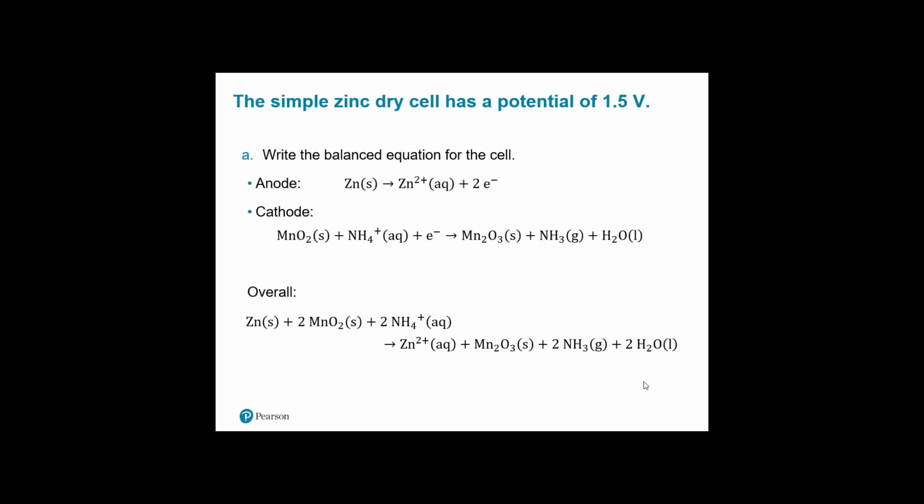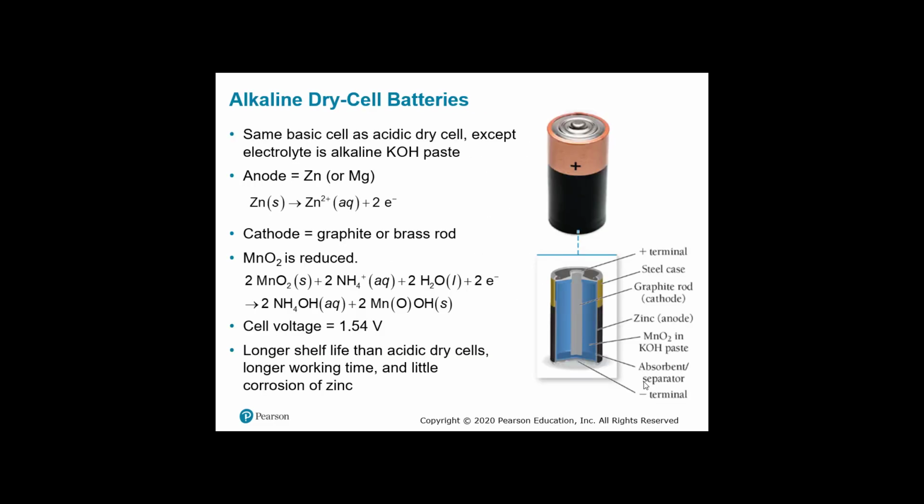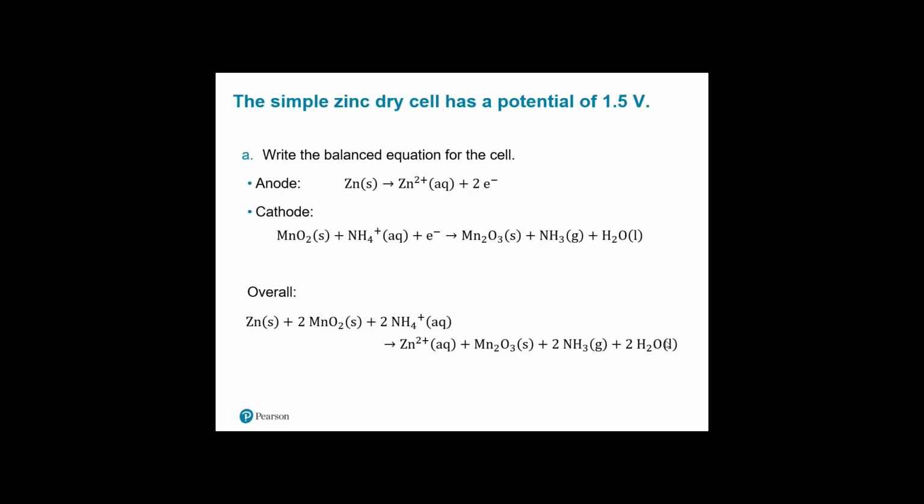I'm going to jump over to this. It's all the same stuff, but I'll come back to it. The alkaline dry cell involves zinc as the anode, the same, and manganese 4 oxide as the cathode. But the difference is that it has a basic electrolyte paste, which you can see here is potassium hydroxide. So that's one of the differences: what makes it alkaline is that it has a base in it compared to the simple dry cell, if you want to call it that.